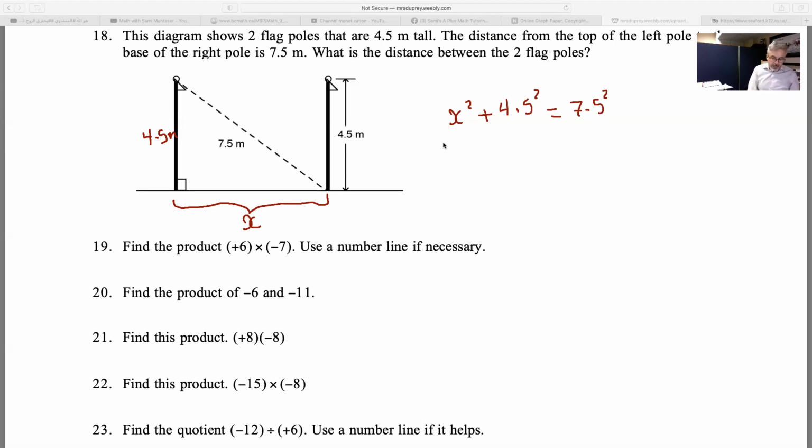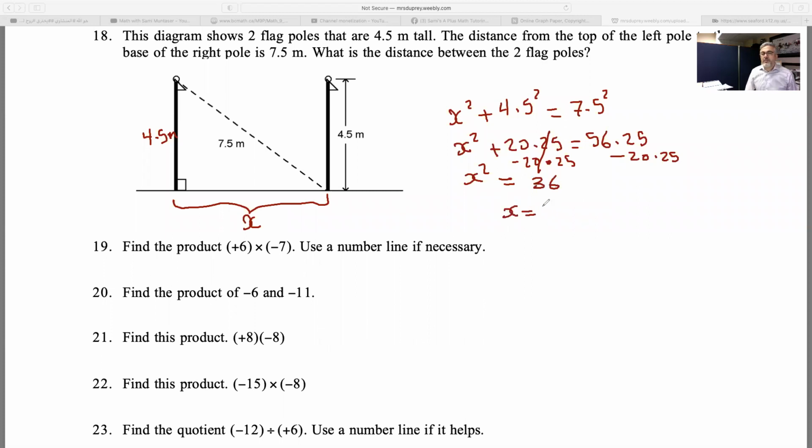So now you go to your calculator, find out what each number equals. So you get x squared plus 20.25 equals 56.25. x squared equals 56.25 minus 20.25 from both sides. That's gone. And then this will just give you 36, and therefore you square root both sides and you get x equals 6.